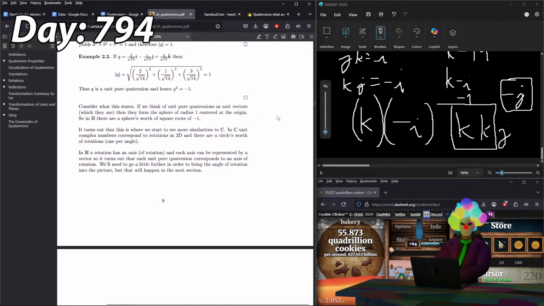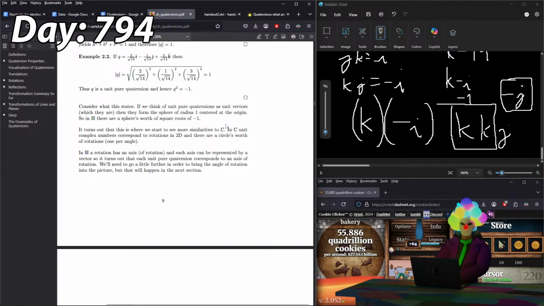Consider what this states. If we think of unit pure quaternions as unit vectors, which they are, then they form the sphere of radius 1 at the origin. So in H, there are a sphere's worth of square roots of -1.